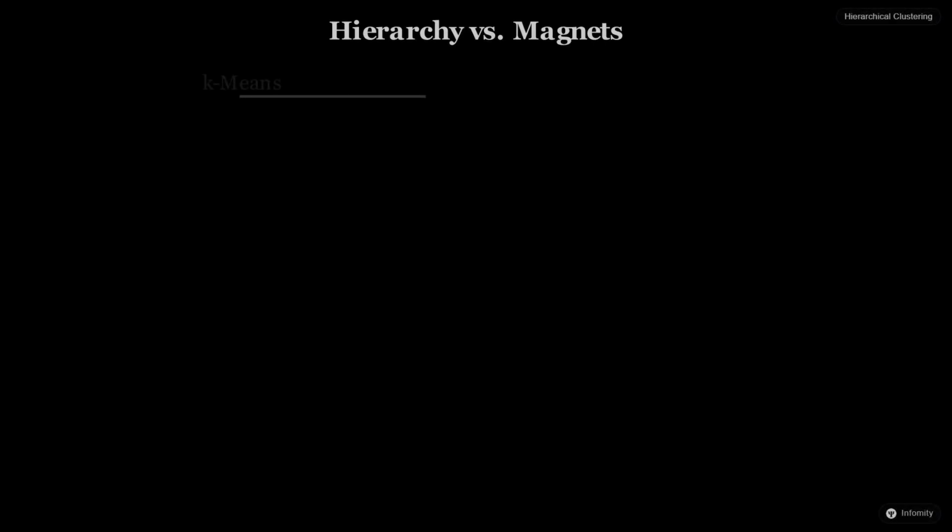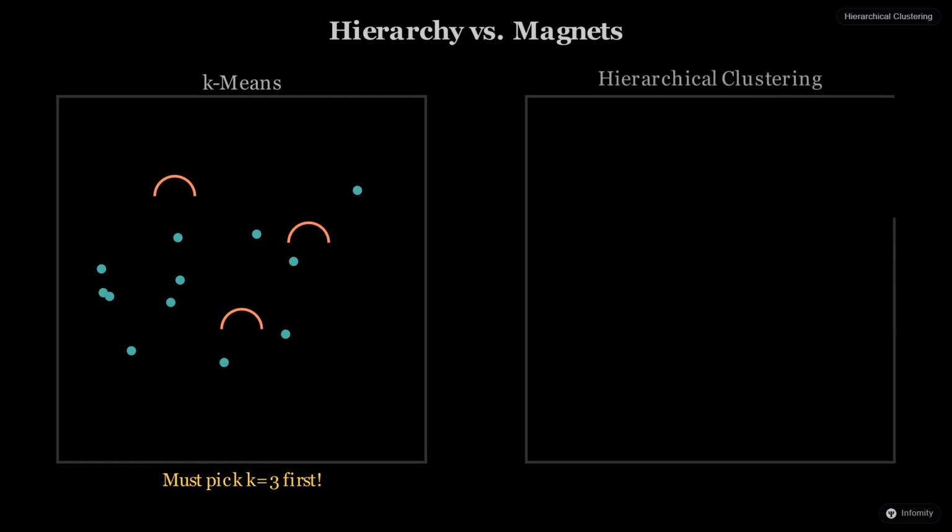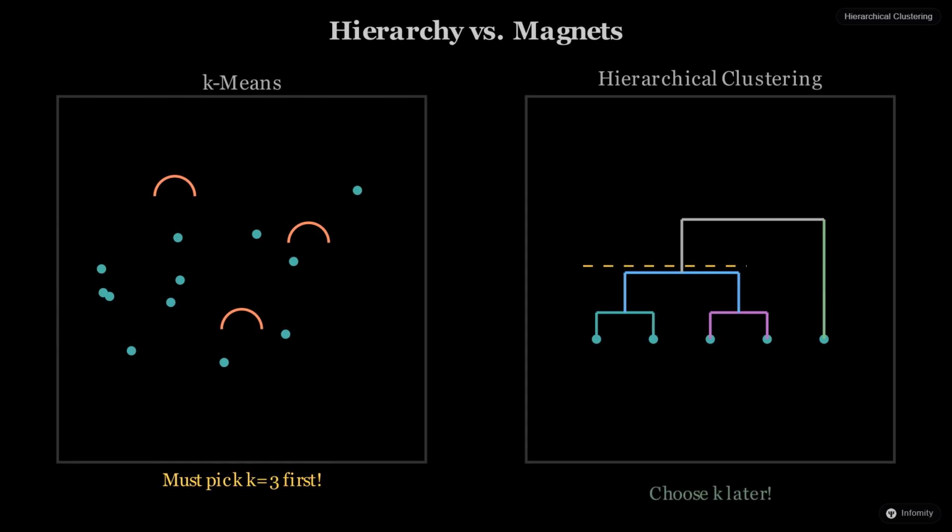Remember the magnets from our K-means discussion. There, we had to guess the number of magnets before we started. Hierarchical clustering is different because it builds the relationships first and lets us choose the grouping later. We are not forcing points toward a center, we are letting them find their own relatives.